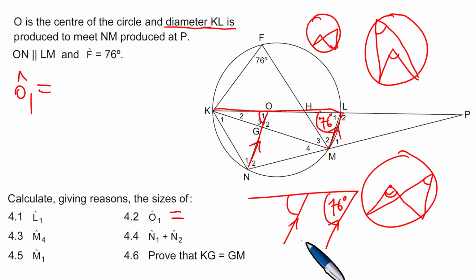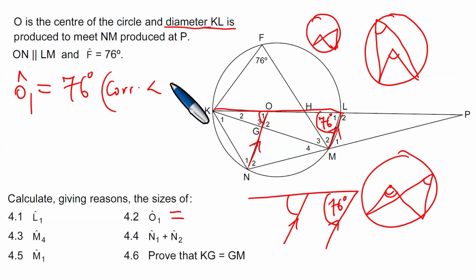76, corresponding angles. Yes, it is 76 degrees, and these are corresponding angles. Well done. They are corresponding angles, so it is clearly actually 76 degrees there. I can see they've put it at the center, but it doesn't actually always have to be an angle at center. So corresponding angles, now tell the examiner which lines are parallel, and they're exactly these ones here, ON and LM. So you can see that ON is parallel to LM.